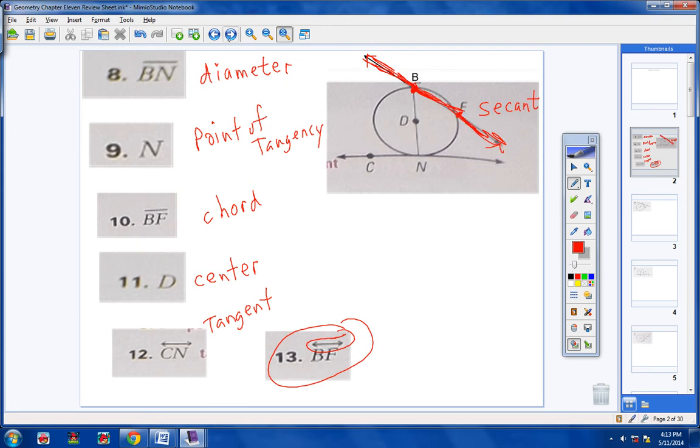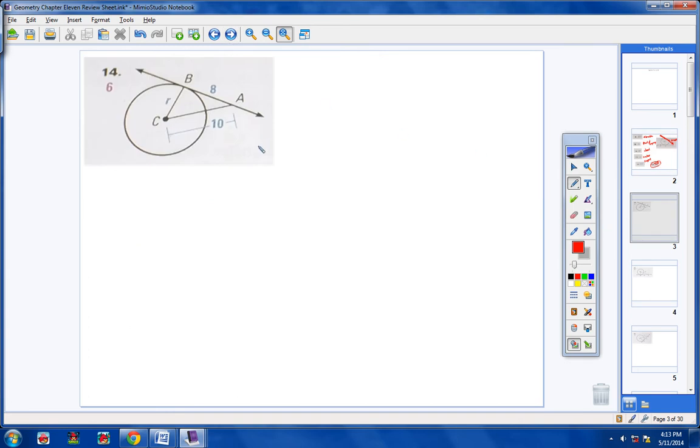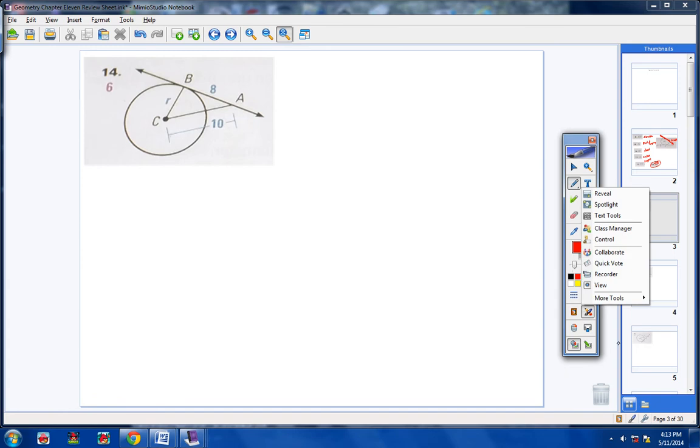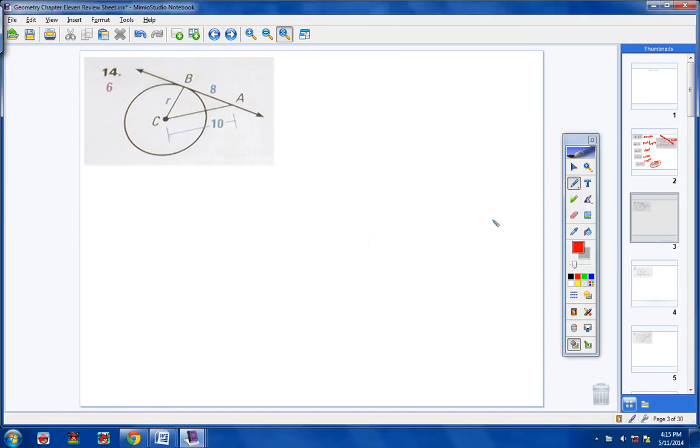Moving on to numbers 14 through 16. The directions say to find the value of R. Notice the directions say that AB is tangent to circle C. So we know that we have circle C, and we know that this line right here is tangent to the circle. Listen to me, students, anytime you have a tangent line and a radius drawn to the point of tangency, you will always have a right angle right there, always.